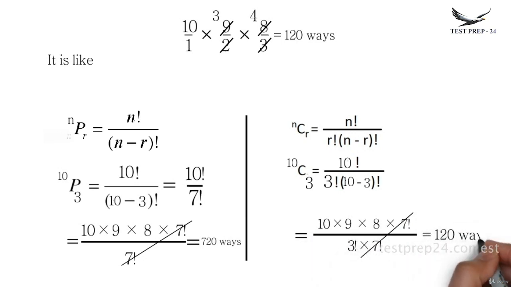So rather than going for the formulas, it is better to just keep these things in your mind. If it is a selection question, just multiply the numbers and divide by your slot number. If it is an arrangement question, don't divide by the slot number, just multiply the numbers.